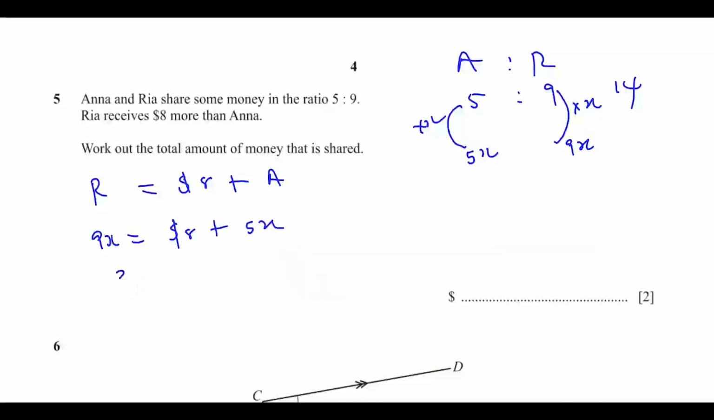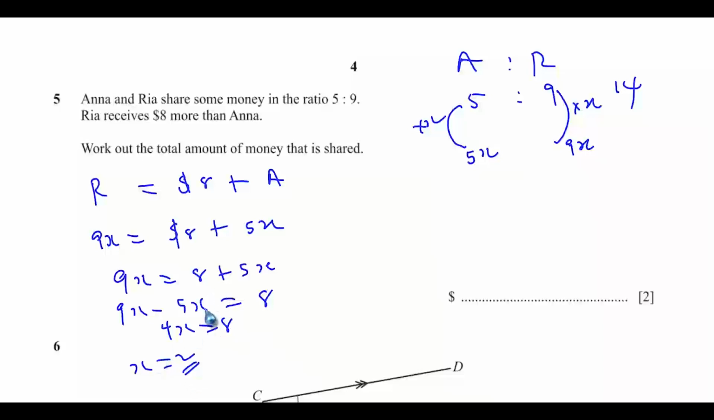Now let's solve. So we have 9x equal to 8 plus 5x. So if we collect like terms, we're going to have 9x minus 5x equals 8. Then this will be 4x equals 8. And from here, x equals 2. So since x equals 2, Anna's share is 5x, so it will be 5 times 2, 10. Then Rhea's share is 9x, it will be 9 times 2, 18. So that means the total is what? Is 28. So they shared $28.